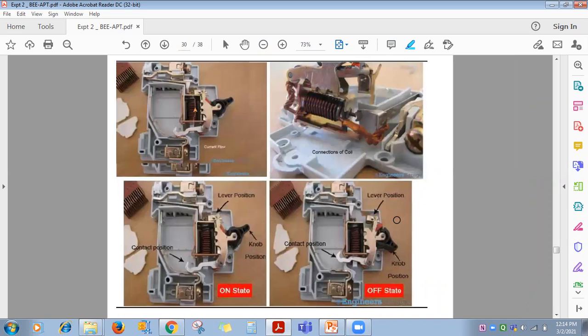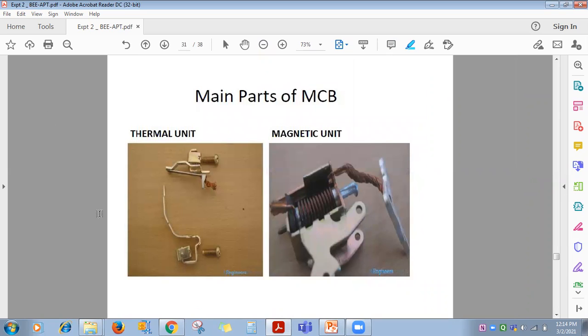Now here, on position, off position, all of you can see in the same slides. This is the thermal unit. Thermal unit means what? Bimetallic strip. See, this one is the bimetallic strip. It gives protection in case of overload. This is a solenoid. It gives protection in case of short circuit. See, inside it, this plunger is there and a spring is also there. Because of this plunger and spring arrangement, the latch could open in case of short circuit.